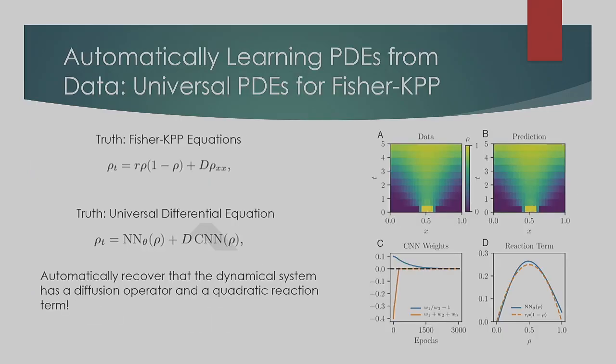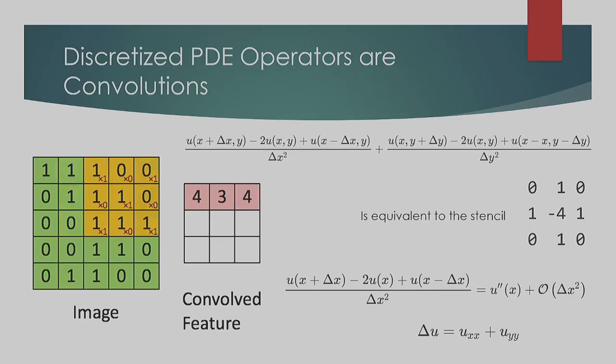And so we went and did that. We had some spatial temporal data that comes from the ground truth that we know, the Fisher-KPP equation. And then we said, well, what if our universal differential equation is one where we update vectors over time, right? So we define this PDE with a neural network part and a convolutional neural network part, right? And if we train that, we also add in one physical piece of information. What do you know needs to be true about a partial differential equation that doesn't need to be true about any possible convolutional neural network? Well, it turns out that the stencil coefficients are always going to add to zero, right? Because that's the conservativity of these PDE operators.